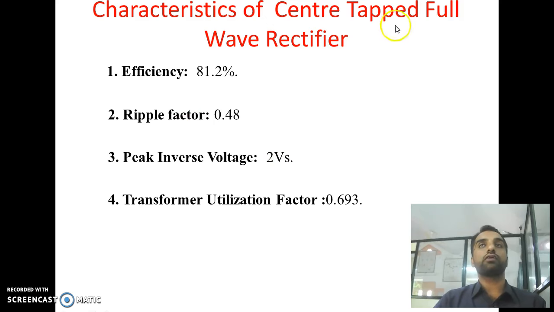The characteristics of the center tapped full wave rectifier: its practical efficiency is 81.2%. The ripple factor is 0.48, meaning ripple content is very small as compared to the half wave rectifier. Peak inverse voltage is twice Vs, and the transformer utilization factor is 0.693. So this rectifier is superior to the half wave rectifier.